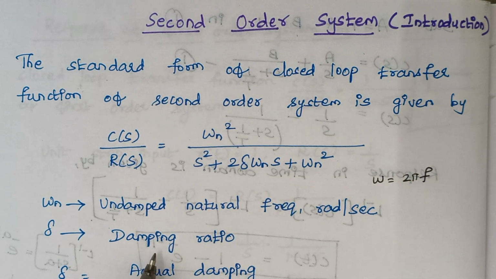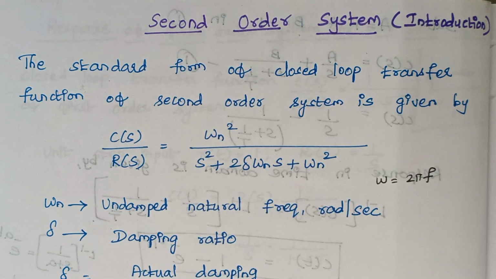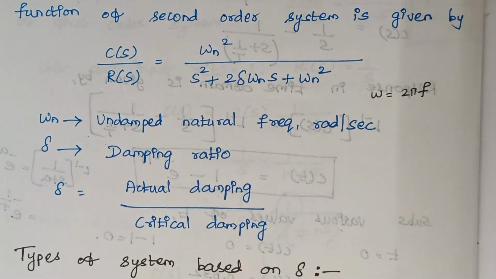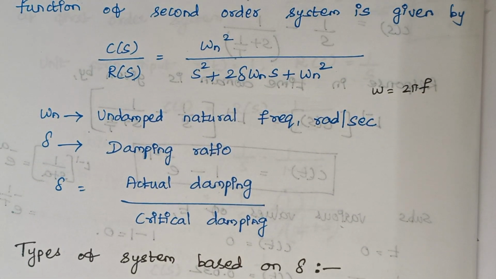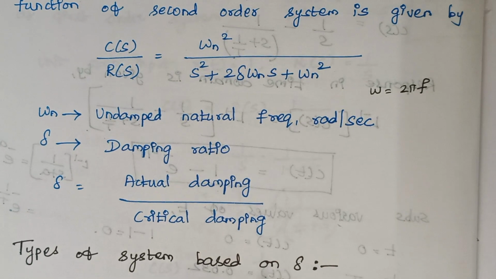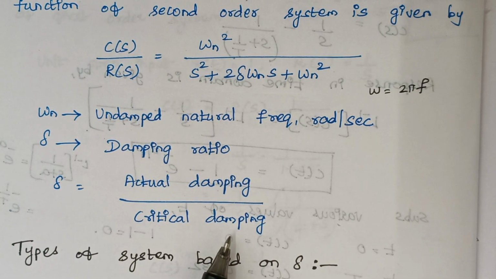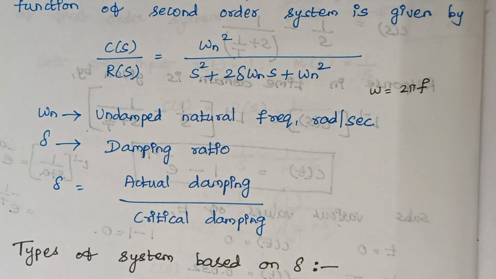We will discuss in detail about damping ratio in the upcoming videos, and the formula for zeta is given as actual damping to the critical damping. This is a big topic. I'll explain while solving derivations for each and every type of system.